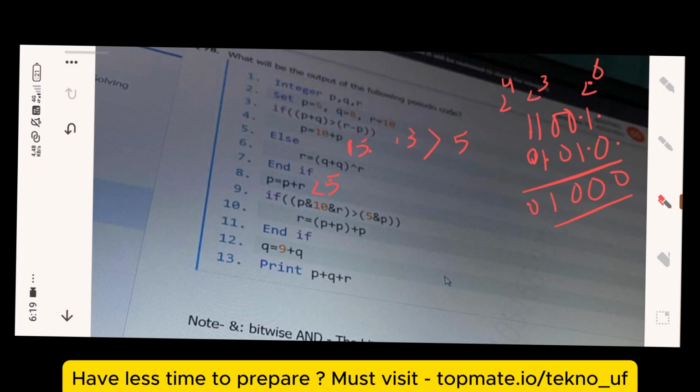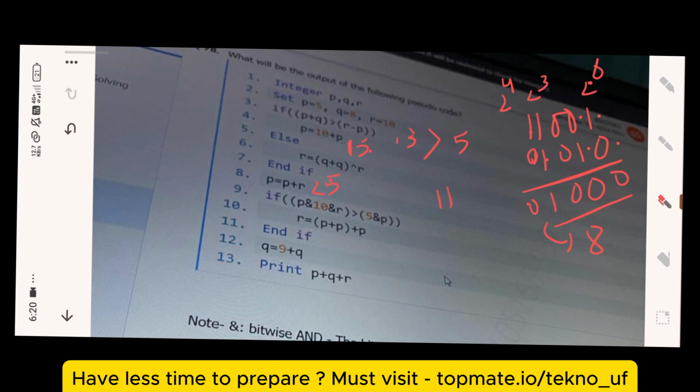Okay, so 4 means 100, 8 means 1000. So the equivalent decimal is 8. Okay, so 8 greater than P and 5, so we have to also calculate P and 5.